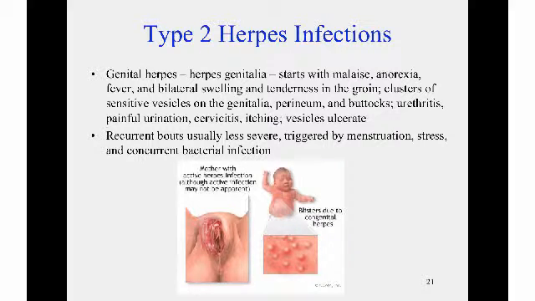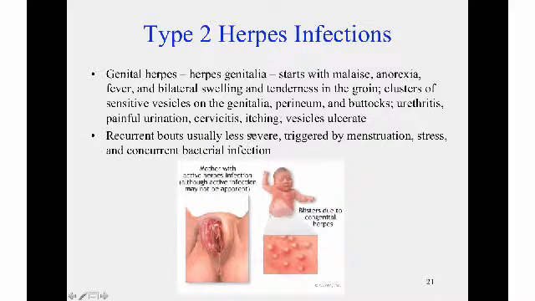Now, in the case of HSV-2, this is the causative agent of genital herpes. This starts with malaise, anorexia, fever, bilateral swelling and tenderness. And this is then followed by the formation of vesicles on the genitalia, perineum, buttocks, also urethritis, painful urination, cervicitis, itching. The vesicles will ulcerate, heal, and then be followed by future recurrent outbreaks, similar to HSV-1.